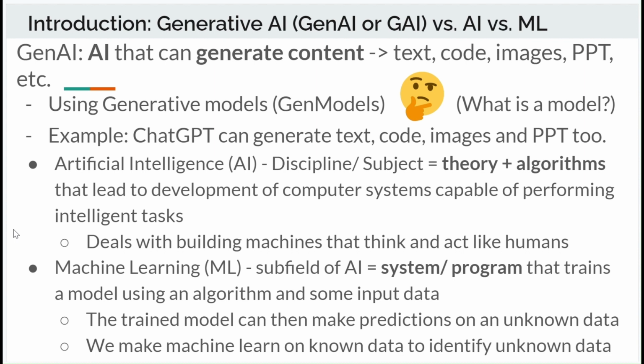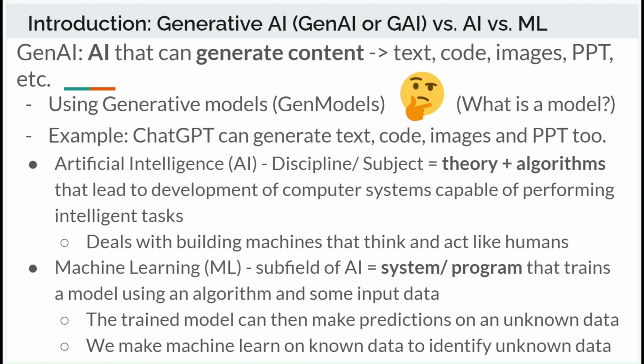So the trained model can then make predictions on any unknown data, because now it has the knowledge, it has learned from the data that you showed it, right? And now it can help you to make predictions or help you to classify the new data you show it, the new item that you show it, which is similar to a previous kind of item that you showed it earlier. Okay, so we can make machine learn on known data to identify unknown data.